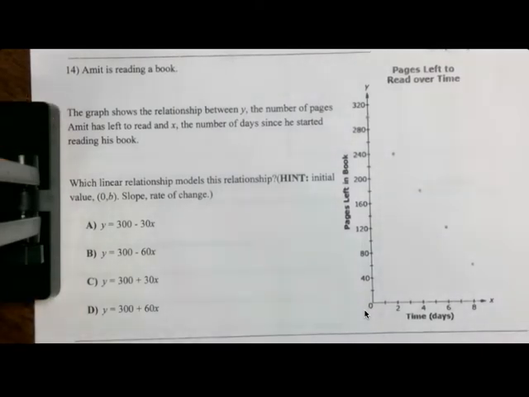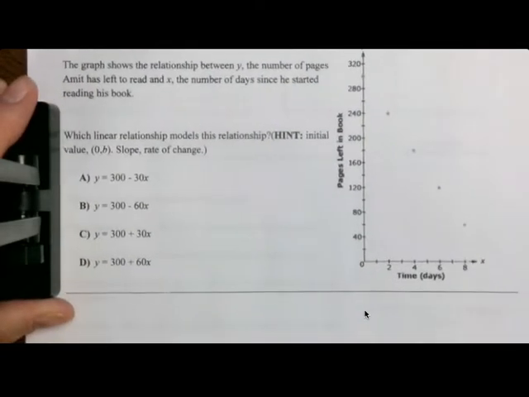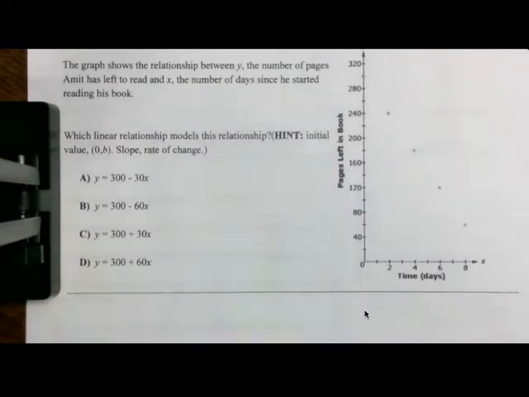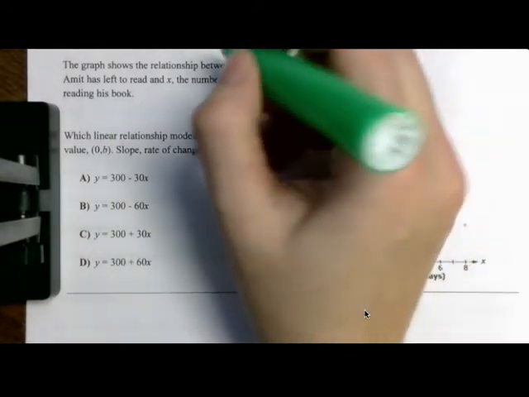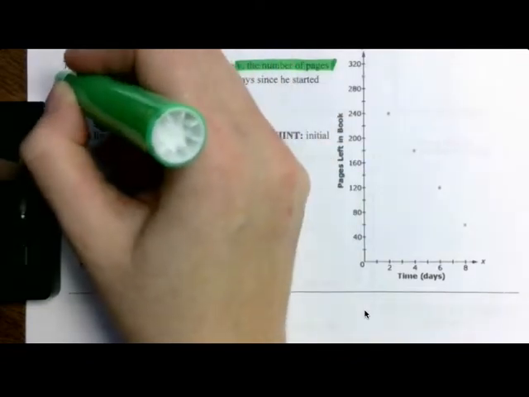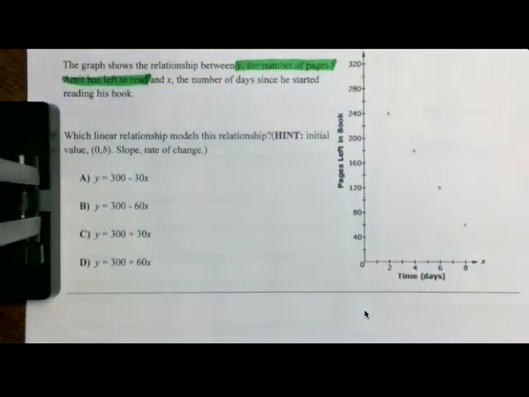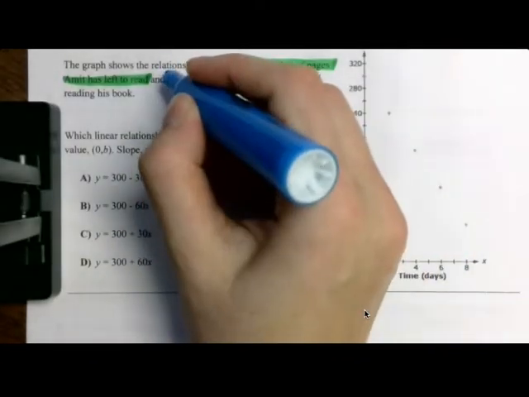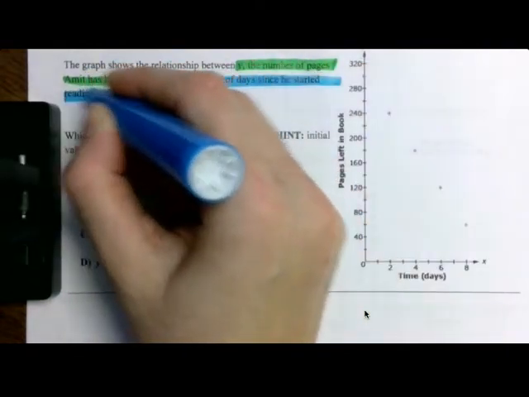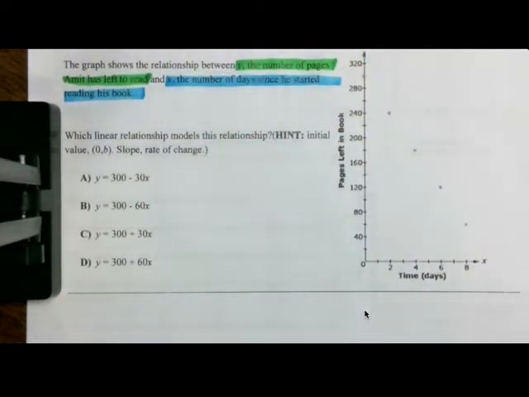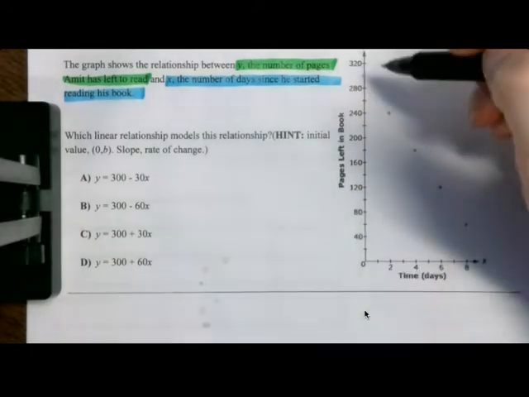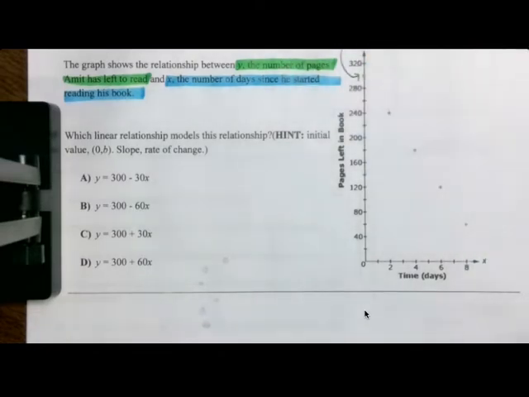Emmett is reading a book. The graph shows the relationship between Y, the number of pages he has left to read, and X, the number of pages since he started reading. So what is the initial value? What is our B, our y-intercept? What number is that?